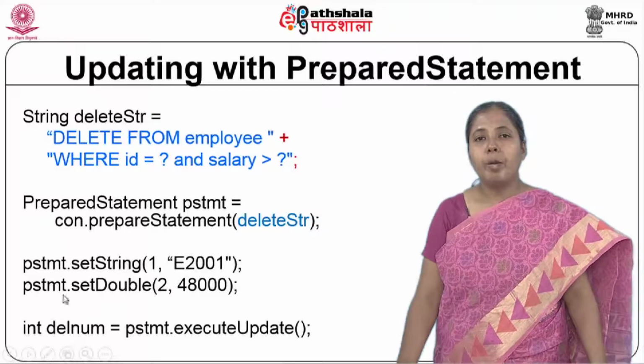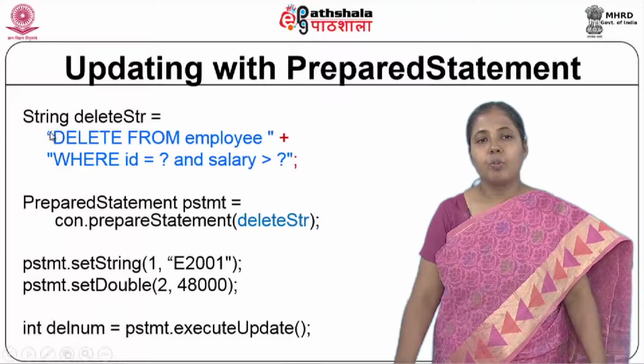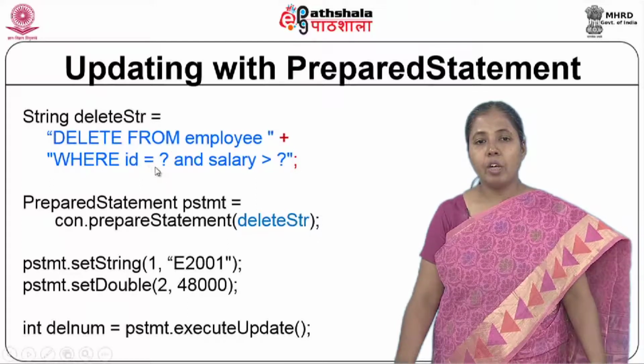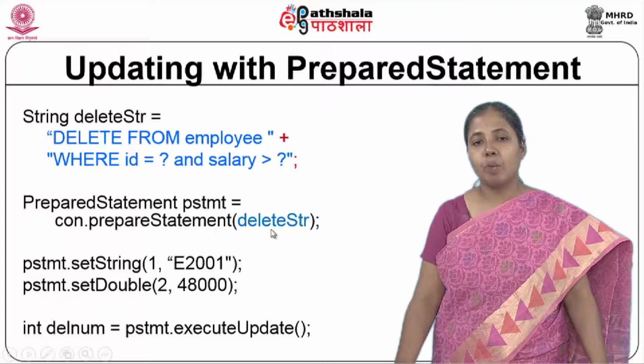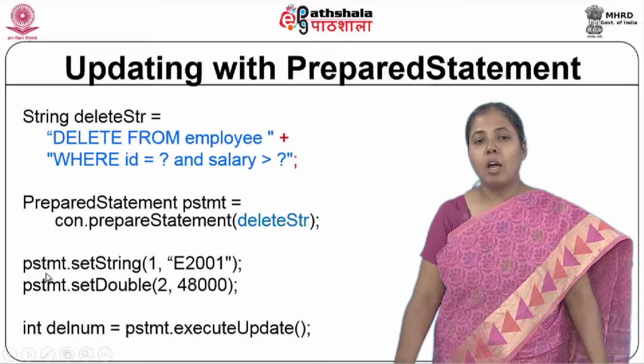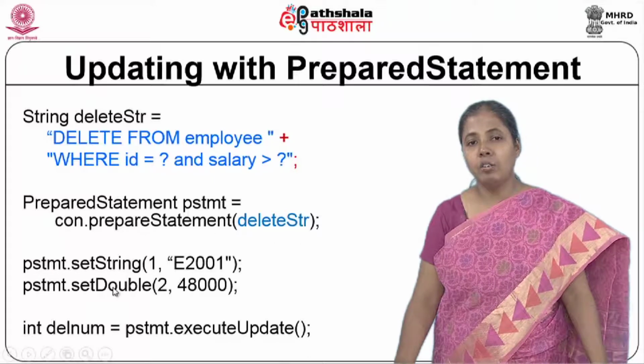And now, how do you update with the prepared statement object? Here it is a delete string: delete from employee where ID equal to question mark, which we do not know now, and salary is greater than question mark. Now you create a prepared statement object by giving the query string, and then you set the values for the statement.